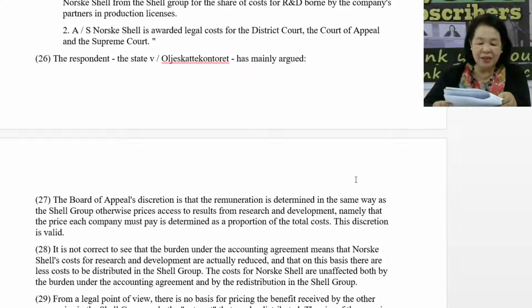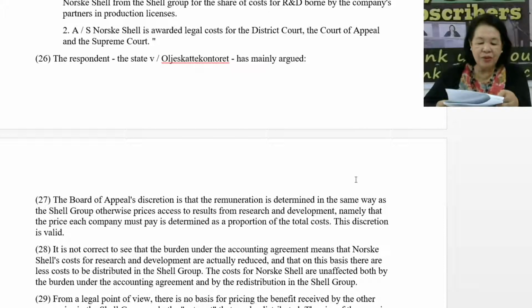The respondent, the state, has mainly argued, no? So ito naman yung argument ng state. Ojescat Contoret. Yan yun yung tax authority nila, no? The Board of Appeals' discretion is that the remuneration is determined in the same way as the Shell Group otherwise prices access to results from research and development, namely that the price its individual company must pay is determined as a proportion of the total cost. This discretion is valid, no? Ito naman yung sabi ng tax authority.